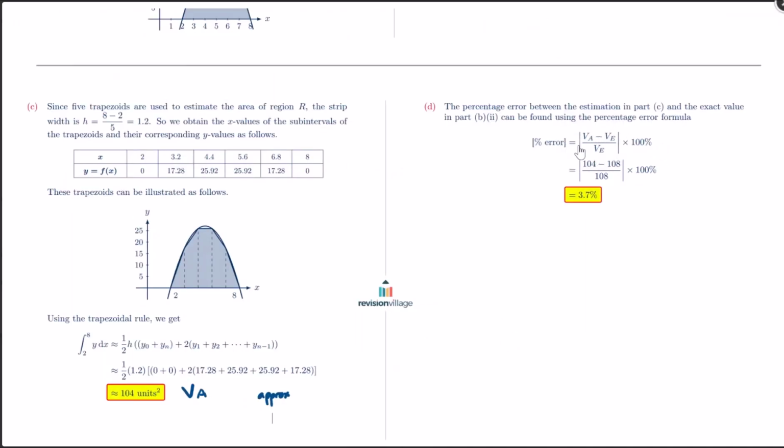It is the absolute value, and I'll talk about that in a second, of the approximate value, subtract the exact value, divided by the exact value, times by 100 to turn it into a percentage. Now, these absolute value symbols, what they mean is whatever is inside the two vertical lines, I'm only interested in the size of the number, not whether the number is positive or negative.